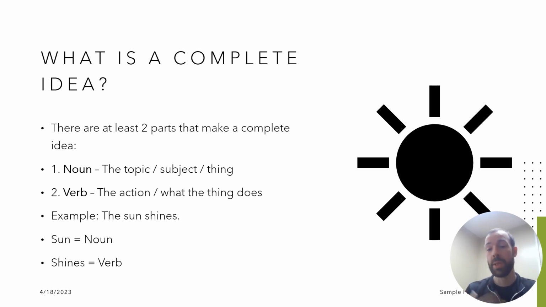So for example, we could be talking about the sun. That could be the topic for our sentence. We can't just say the sun. That's not a full idea. That's just a word. It's not a complete idea yet.